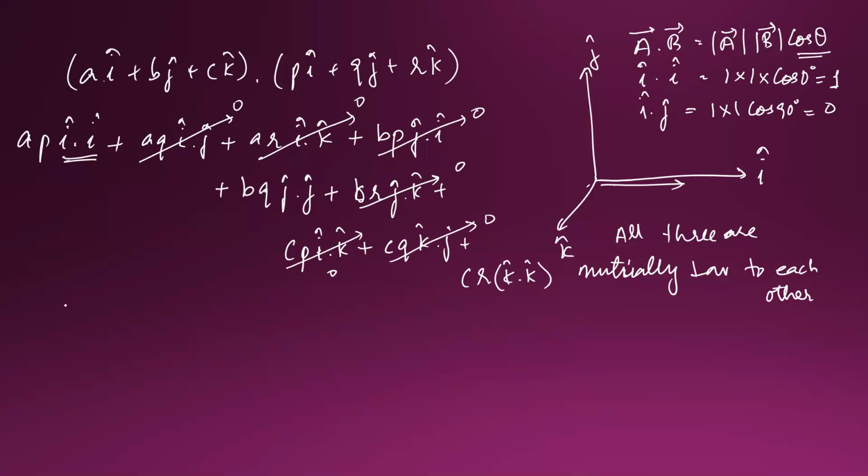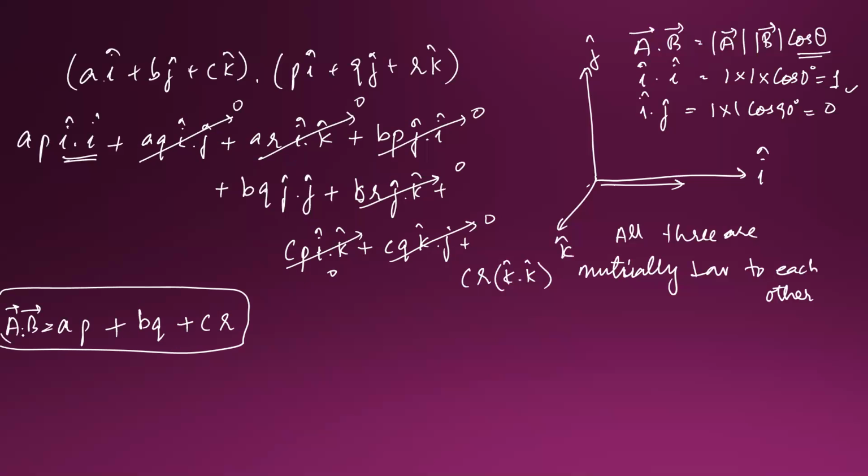So what are the remaining terms? This is a p i dot i. We just found that i dot i is 1. So a p plus, here we will have b q, and here we will have c r. So a dot b can be determined with this method. Always remember, i will be multiplied with i in case of dot product, j with j, and k with k. No other factors are going to come over here because all of them will have value 0, which does not have any meaning.